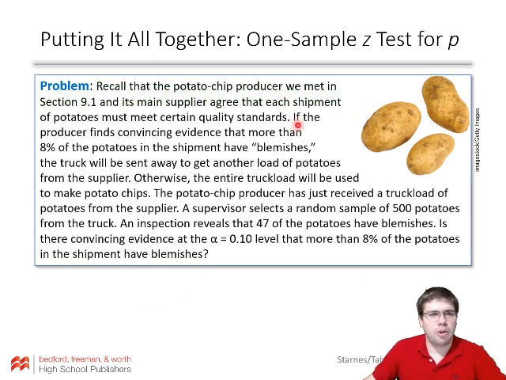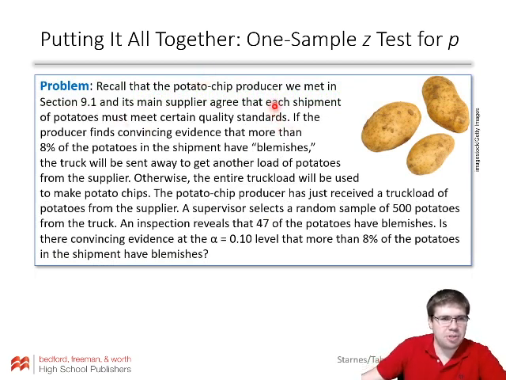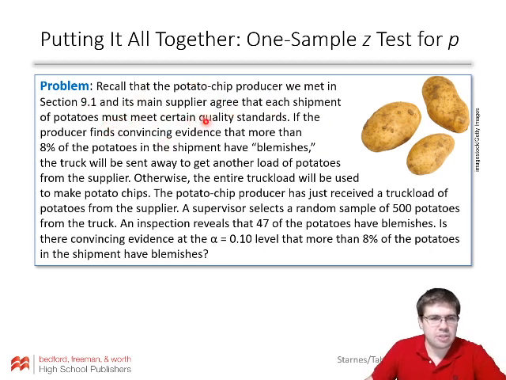So, recall the potato chip problem. The potato chip producer we met in section 9.1 and its main supplier agree that each shipment of potatoes must meet certain quality standards. If the producer finds convincing evidence that more than 8% of the potatoes in the shipment have blemishes, the truckload will be sent away to get another load of potatoes from the supplier. Otherwise, the entire truckload will be used to make potato chips.